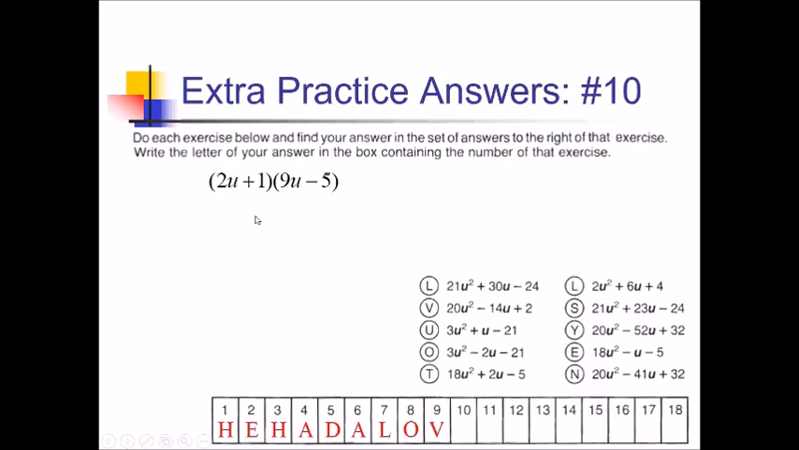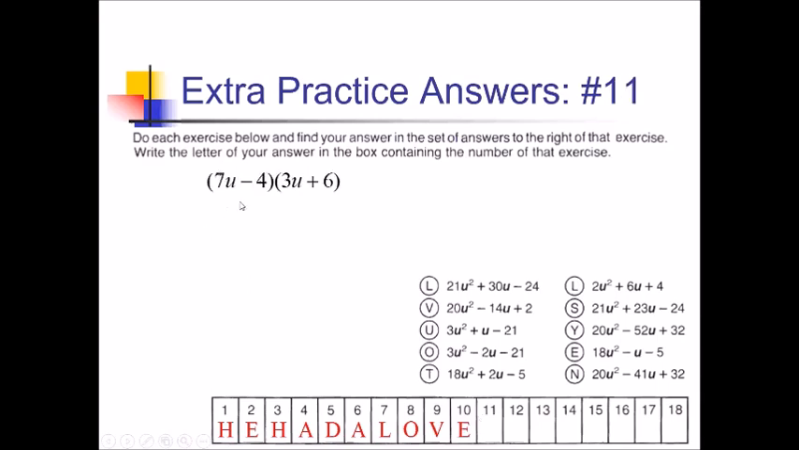Let's get going on this next one. We have a 2u times 9u, that's 18u squared. 2u times negative 5 is negative 10u. And then 1 times these is going to be easy. That's just a 9u and a negative 5. So we have 18u squared, and in the middle now, negative 10 and plus 9, that's going to be a negative 1u, and then a minus 5. So we need an 18, a negative u, a negative 5. That's all choice E, and that goes under 10.